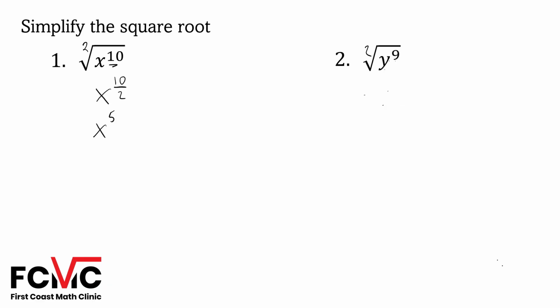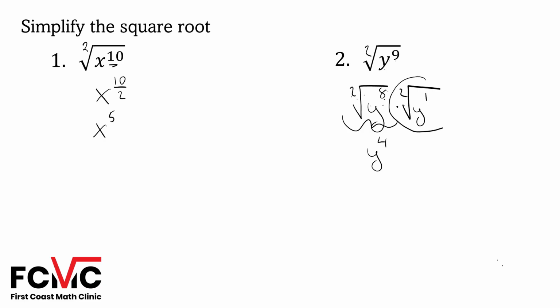We know that we can break apart our y to the 9th into y to the 8th times y to the 1st. We know y to the 8th times y to the 1st is going to be y to the 9th. So I want to factor y to the 9th into this, and now take the square root of each of these. And I'm choosing y to the 8th because 8 is divisible by 2. So the square root of y to the 8th is going to be equal to y to the 4th. I'm dividing that 8 by 2. I can't do anything here, so I'm just going to keep this square root of y. So my answer here is going to be y to the 4th times the square root of y.